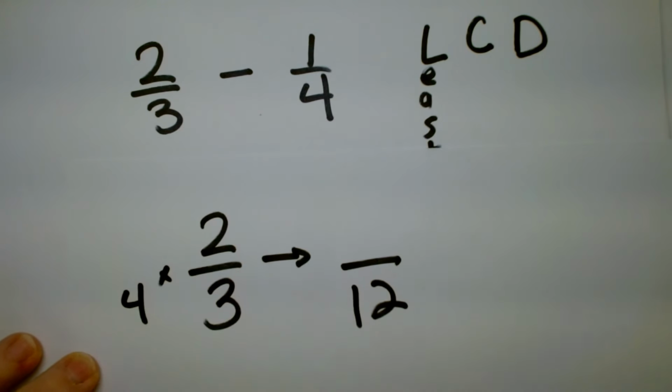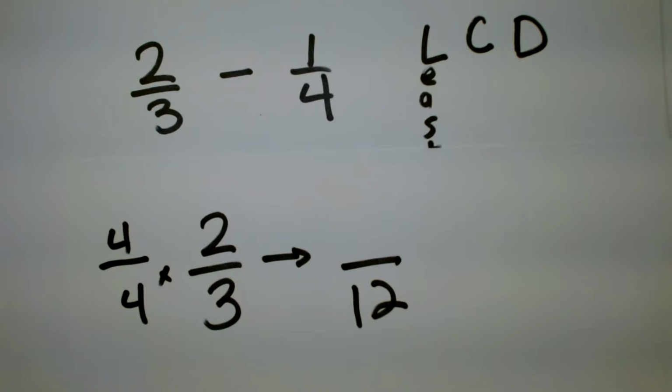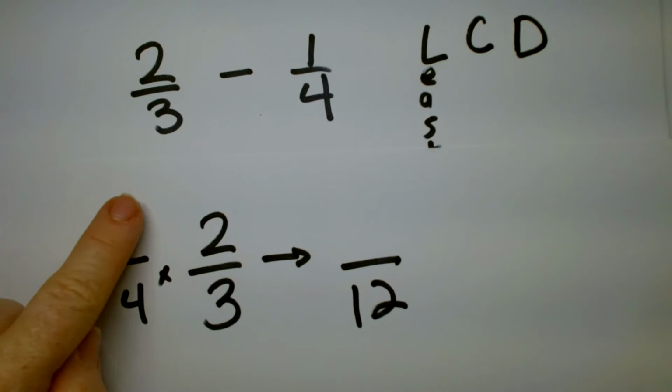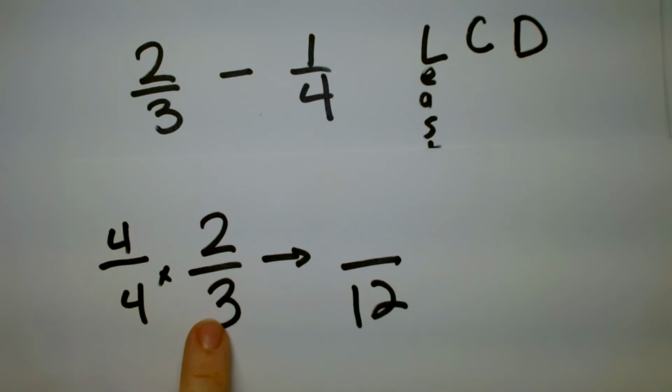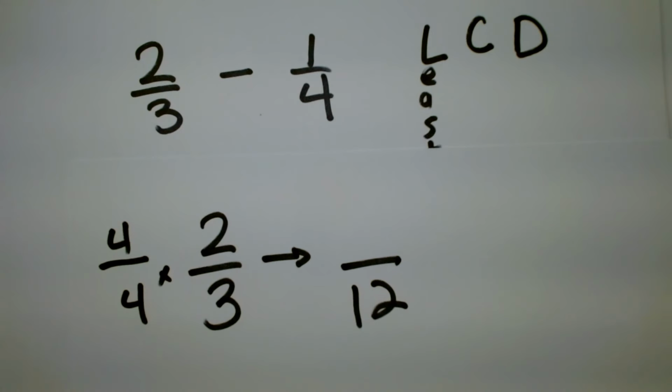So 4. So I can't just multiply the bottom by 4. That'll change the problem. I can multiply top and bottom, right? Because 4 over 4, that's the same as saying 1. So I'm basically multiplying by a clever form of 1, 4 over 4. 1 times 2/3, nobody cares if we multiply 1 times anything all day long. We can do that. Nobody's going to raise a fuss.